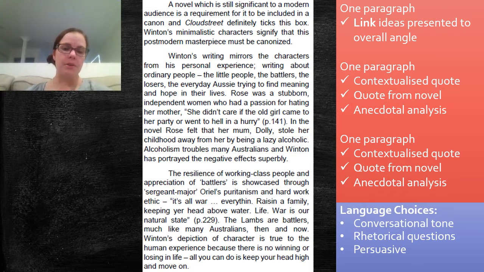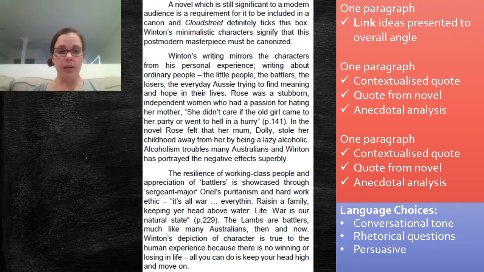Winton's writing mirrors the characters from his personal experience, writing about ordinary people, the little people, the battlers, the losers, the everyday Aussies trying to find meaning and hope in their lives. Rose was a stubborn, independent woman who had a passion for hating her mother. She didn't care if the old girl came to her party or went to hell in a hurry. In the novel, Rose felt that her mum, Dolly, stole her childhood away from her by being a lazy alcoholic. Alcoholism troubles many Australians, and Winton has portrayed the negative effects superbly.